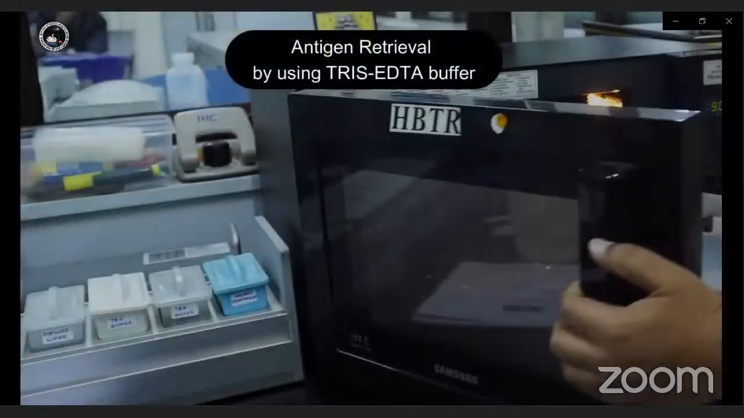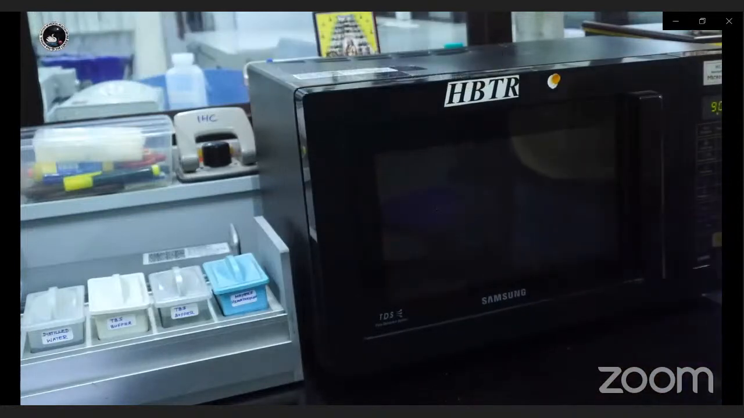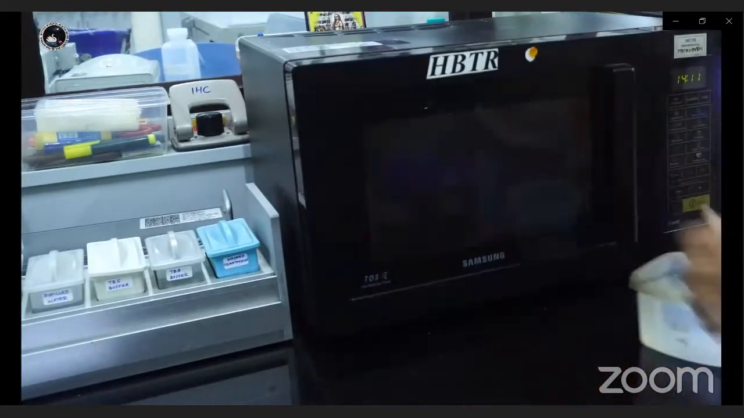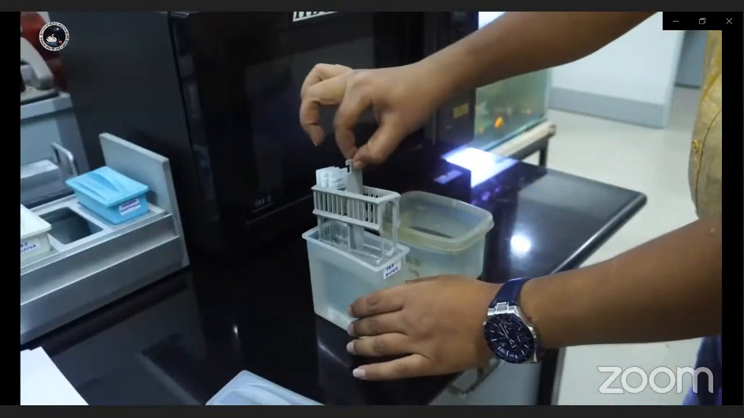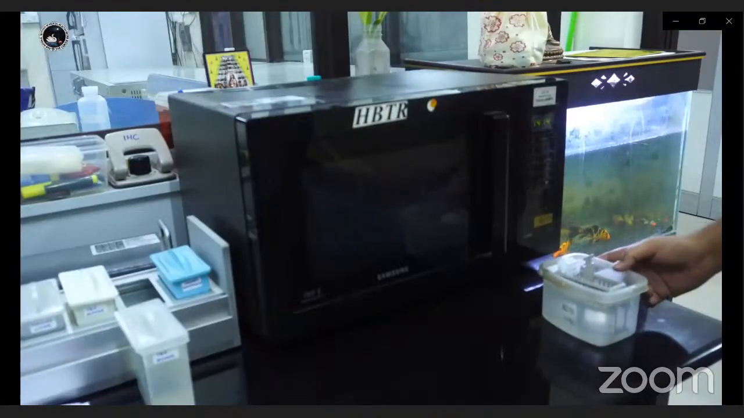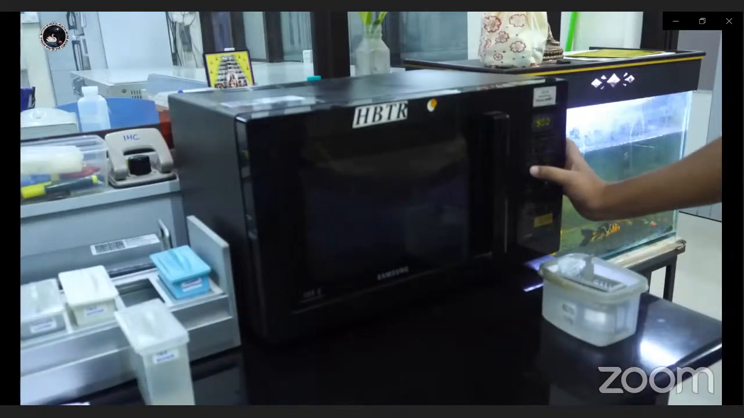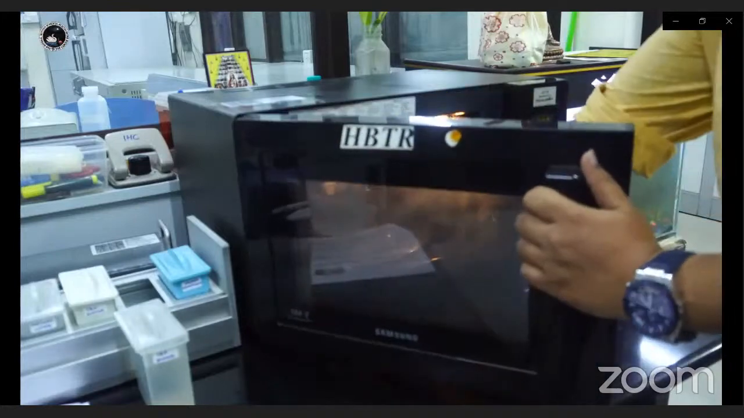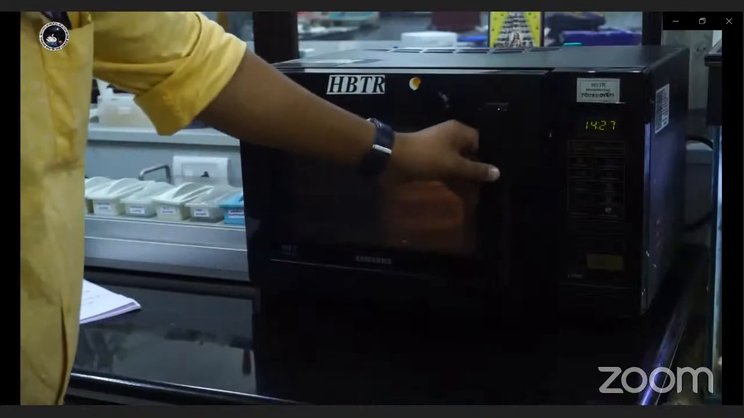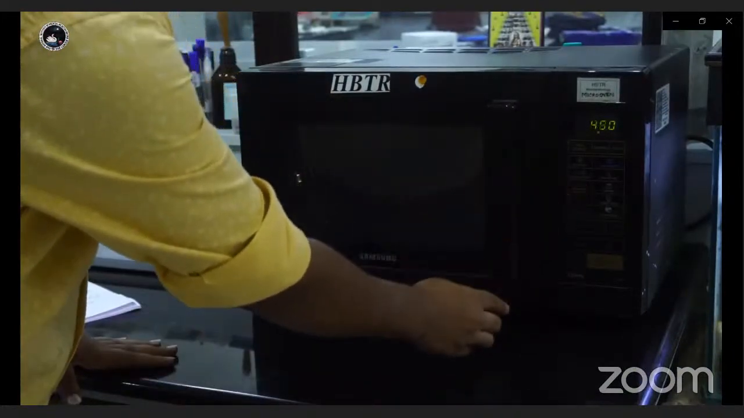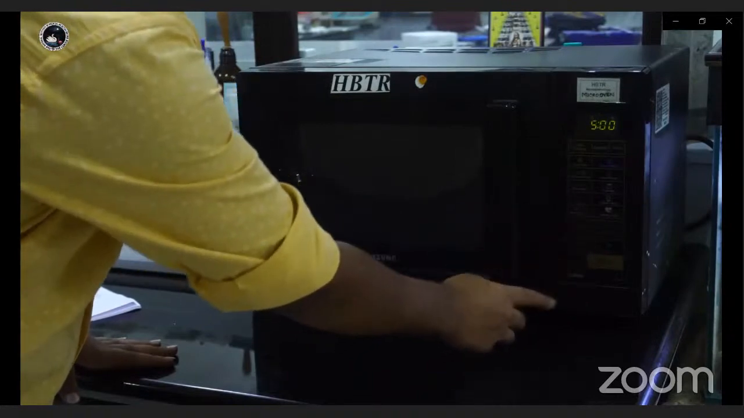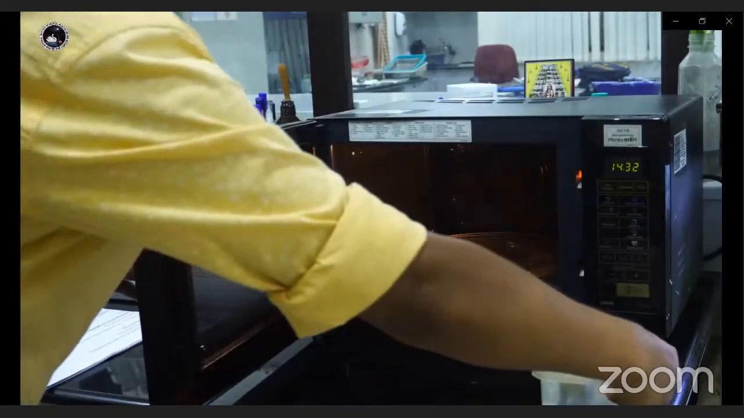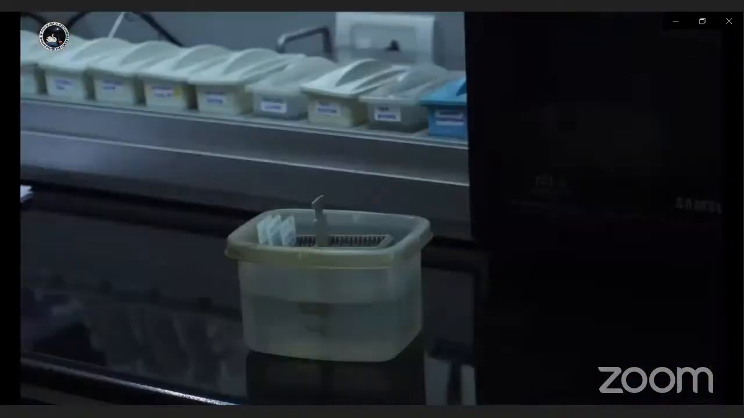The next important step is antigen retrieval. For this, preheat the Tris EDTA buffer at 800 watts for 5 minutes. Then insert the slides and microwave in 2 cycles. In the first cycle, adjust the microwave to the required power at 600 watts for 10 minutes. In the second cycle, adjust the microwave to 450 watts for 5 minutes. Cool the slides to room temperature for about 30 minutes.